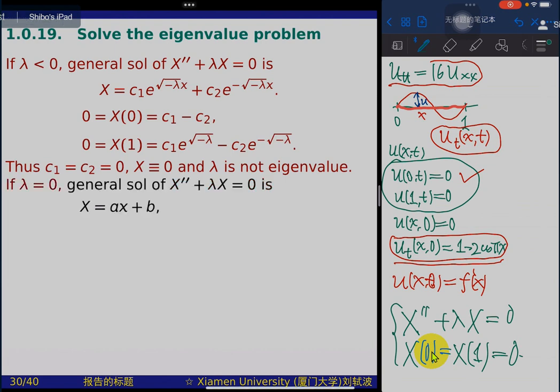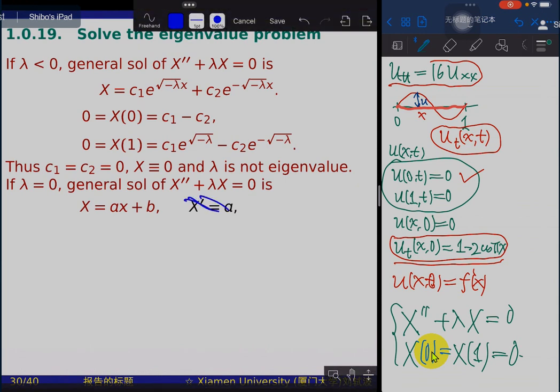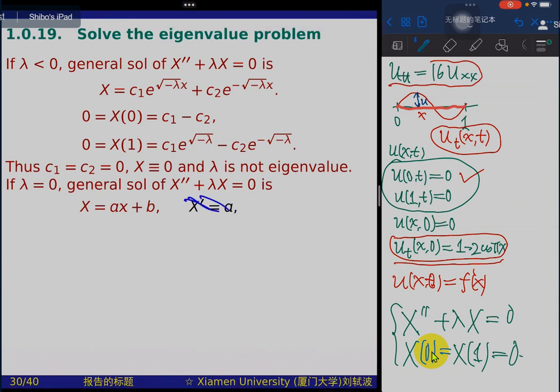When lambda is zero, the general solution is ax plus b. This is obvious because the equation reduces to x double prime equals zero. After integrating twice, you will see that x is a linear function. Then consider the boundary condition. We don't need to compute because the code I used to generate these slides is a copy from my previous file. Anyway, for this x, we take the boundary condition into account.